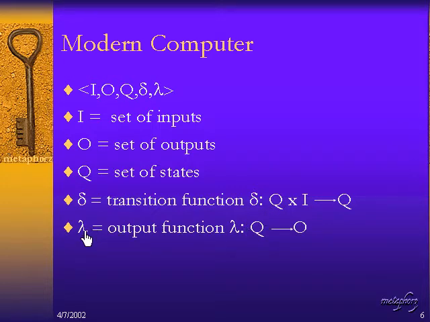Finally, lambda represents the output function. And one of our definitions for lambda is where we take the state set and map that to O, which is the set of outputs.